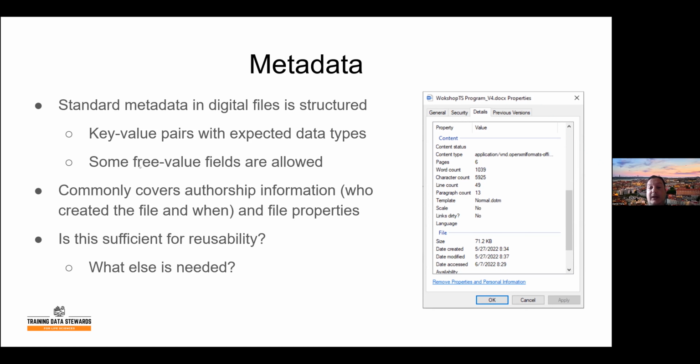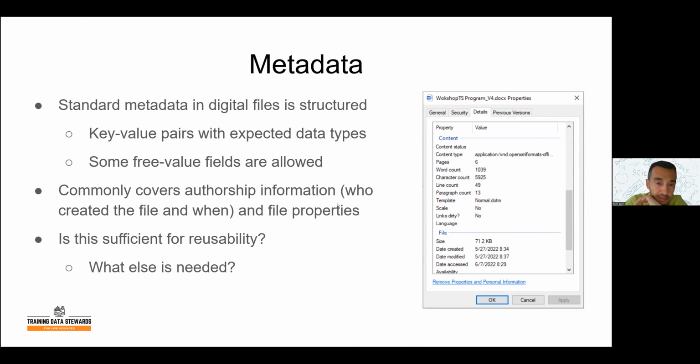In some cases, you can add free value fields. Okay, you can edit these and provide large values if you want. And this metadata commonly covers authorship information, so who created the file and when, and a few file properties. So this is, I think, the most literal sense of the word metadata. So this is data about the data. For example, this is a Word document, so it tells me how many pages there are, what's the word count, what's the character count, what's the line count, etc. So this is the most strict sense of the word metadata.